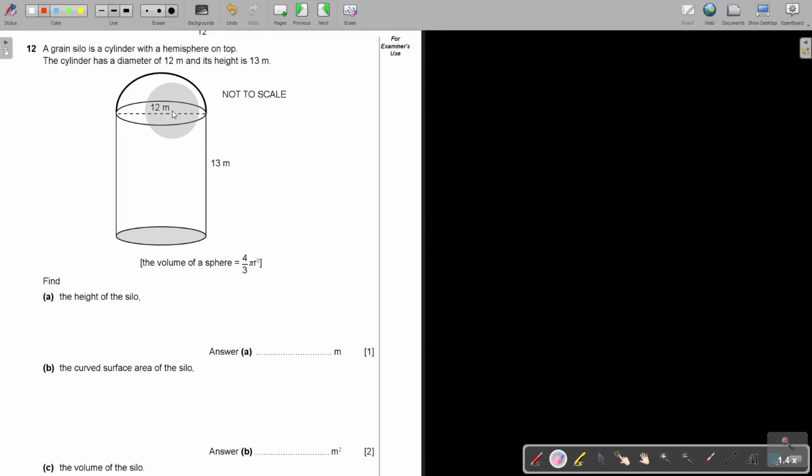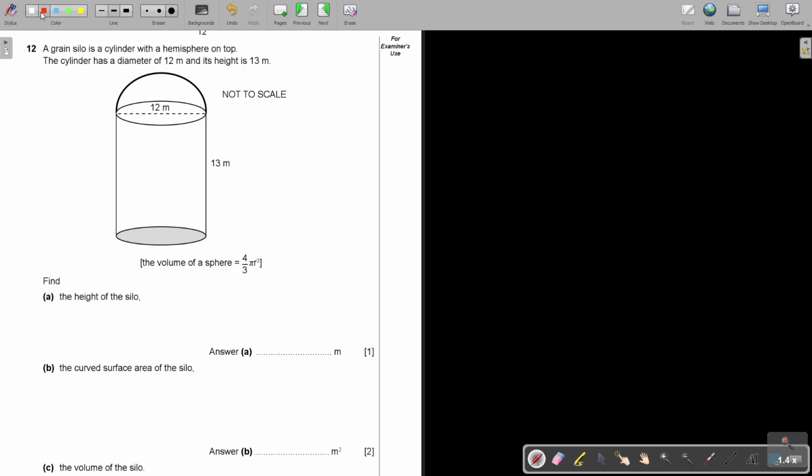Mathematics, Ordinary Level, Paper 2, 2022, Part 5. Let's look at question number 12. A grain silo is a cylinder with a hemisphere on top. That means half a sphere. The cylinder has a diameter of 12 meter and its height is 13 meter.